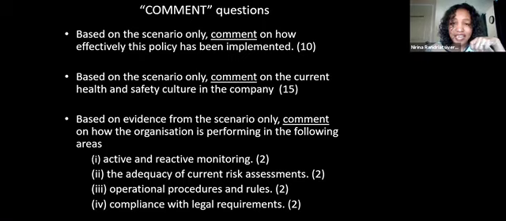This, I think, is one of the most confusing questions when I look at the paper, because we don't understand what is meant by comment. What does that mean? What am I supposed to write in my answer?